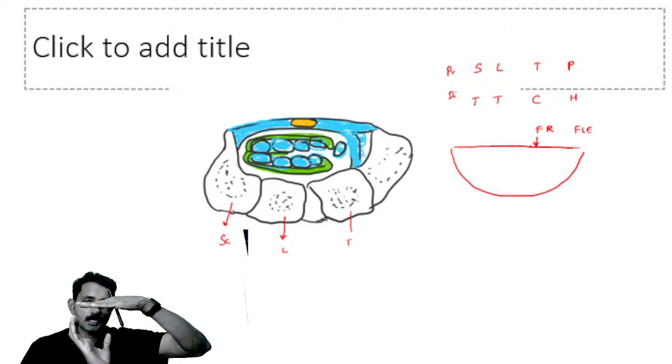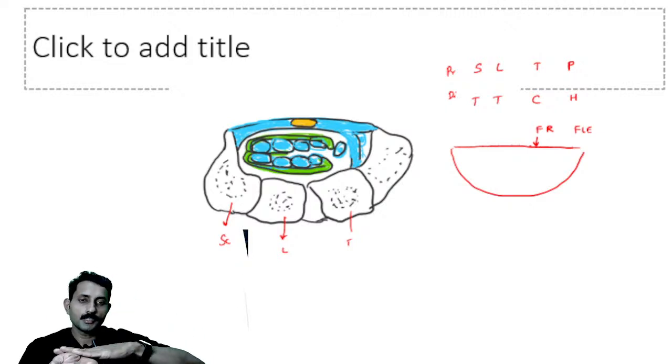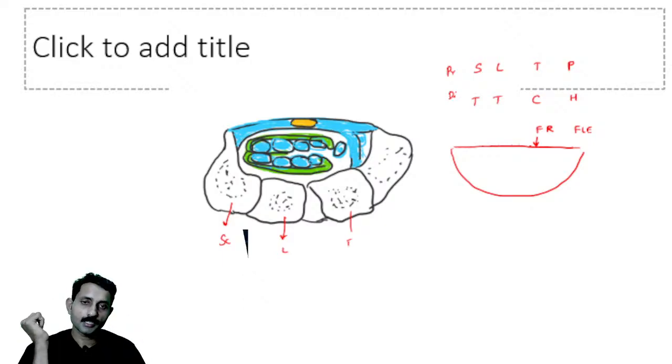A boat shaped structure. When you look on the top, if you have fascia covering, that is called the flexor retinaculum. Now it is looking like a tunnel. So through this tunnel, some structures will pass. This tunnel is called the carpal tunnel.